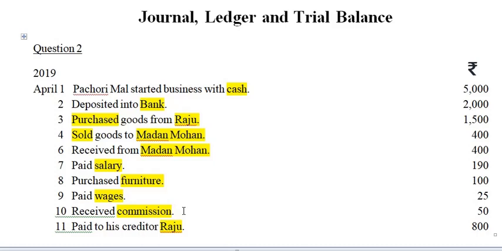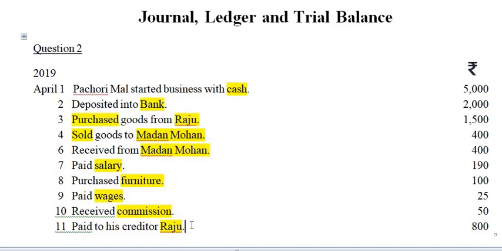Through cash or bank? Nothing is mentioned. So by default, it will be your cash account. Okay. Now paid to creditor Raju, from whom you purchased goods on 3rd of April. So you are making the payment of rupees 800.